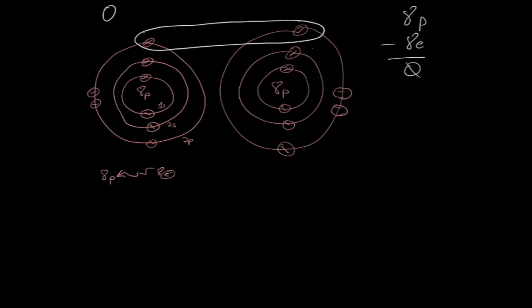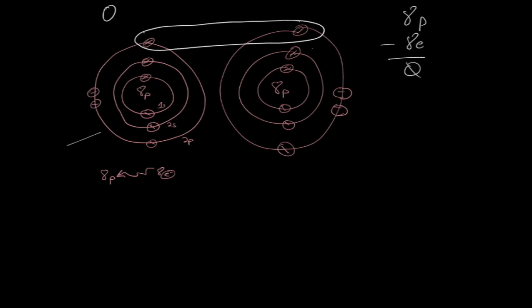So let's count them for this atom. 1, 2, 3, 4, 5, 6, 7. Excuse me, we have to count the outer shell. So 1, 2, 3, 4, 5, 6, 7. So that's 7 for this atom. And, I'm sorry, 1, 2, 3, 4, 5, 6. Am I missing something? Did I mess up? Do I count 8 here? Let's see. Hold on a second. I think I messed up here.